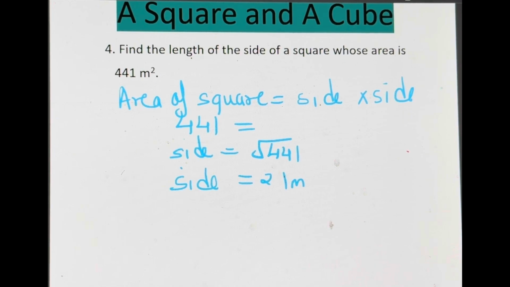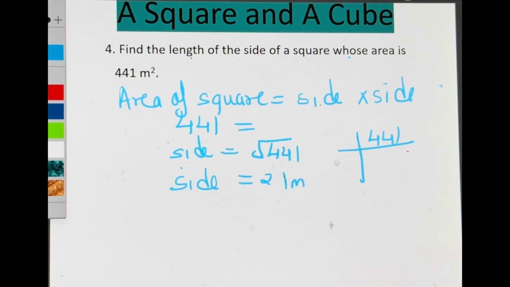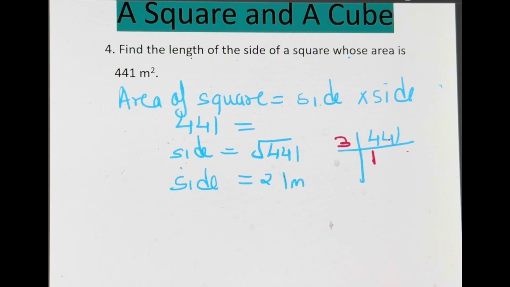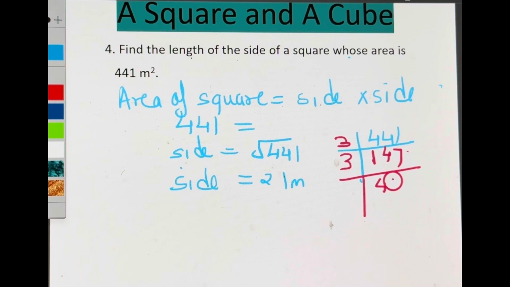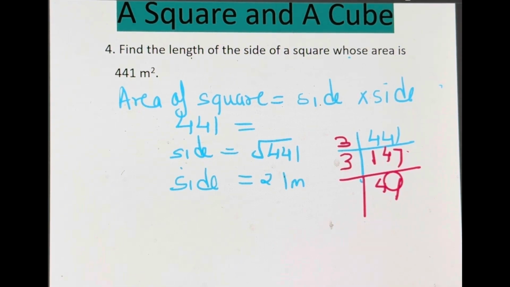So, if we find out the prime factors of 441, so 4 plus 4 plus 1 is 9, so it will be divisible by 3, so we take 3. 3 ones are 3, 3 fours are 12, 3 sevens are 21. Again we take 3, so 3 fours are 12, 2 is remaining, 27 it becomes, so 3 nines are 27. Okay, it should be 9, 49 it is.